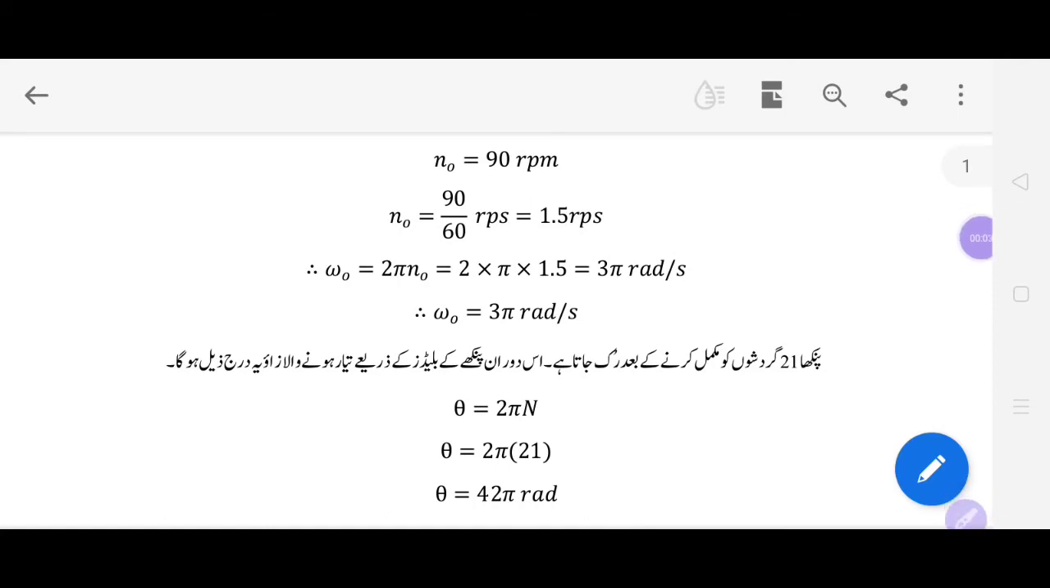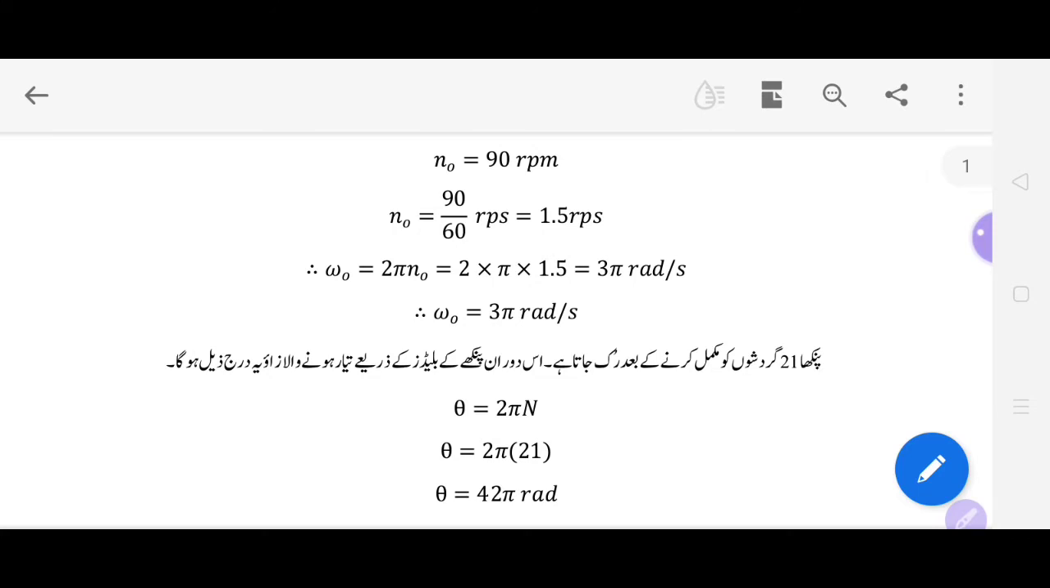In the first numerical, it is given that the initial frequency is 90 rpm, 90 revolutions per minute. So we can take n0 equal to 90 rpm. Now we have to convert it into rps. Therefore, n0 is equal to 90 by 60 rps, which is 1.5 rps.